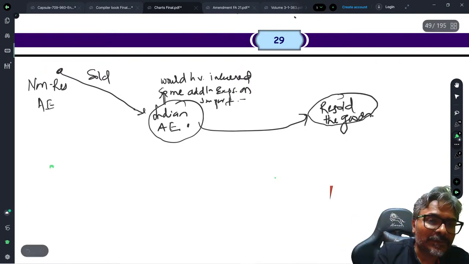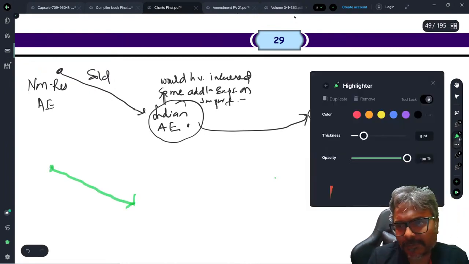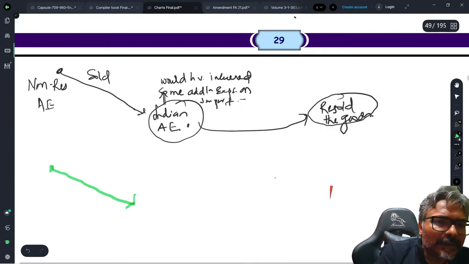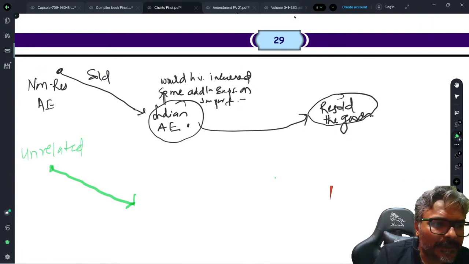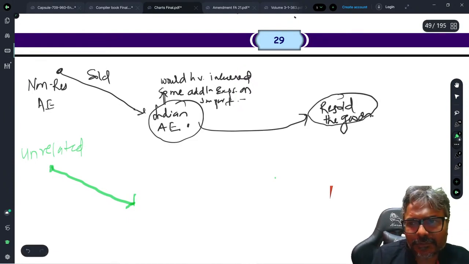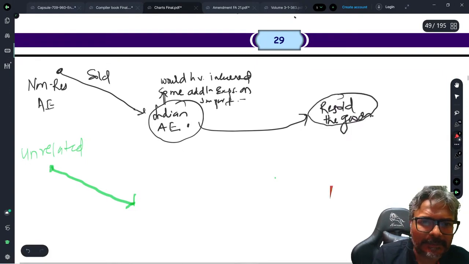So, herein, if you see, in the case of non-resident A, what happens? There is a case of the unrelated party. The unrelated party, students, is supplying the goods to. This unrelated party, students, is supplying the goods to whom? To another unrelated party.